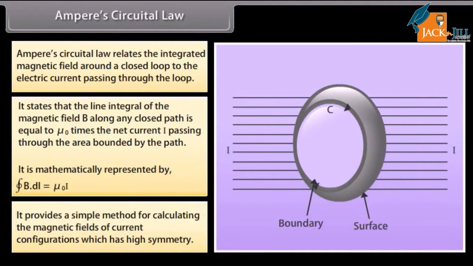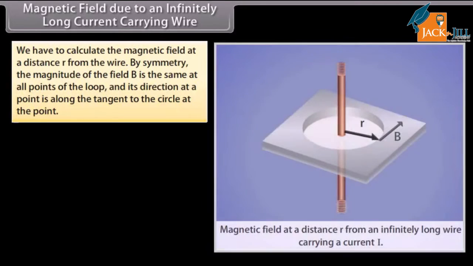It provides a simple method for calculating the magnetic fields of current configurations which has high symmetry. Magnetic field due to an infinitely long current carrying wire. We have to calculate the magnetic field at a distance r from the wire. By symmetry, the magnitude of the field B is the same at all points of the loop, and its direction at a point is along the tangent to the circle at the point.